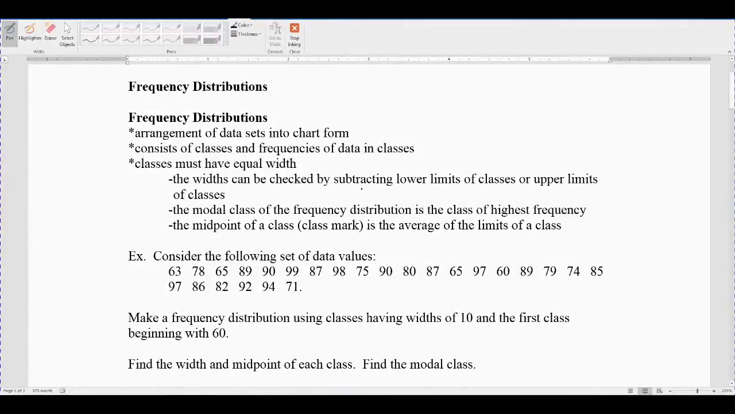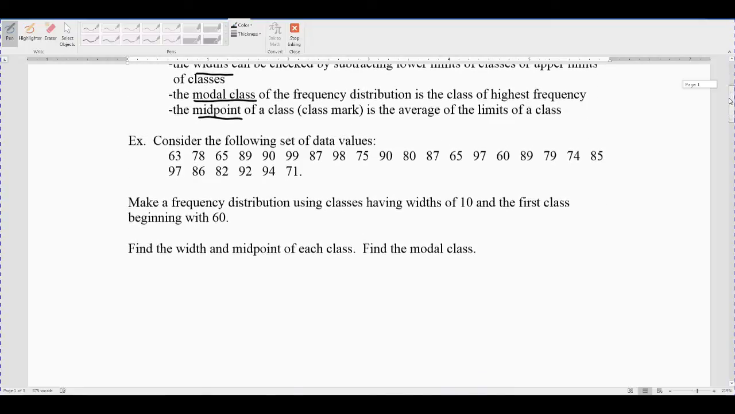Frequency distributions. This is just a way to arrange data values into a chart that can be easily understood. What we're going to focus on are the classes and the frequencies. Sometimes the classes will be given, sometimes only one of them will be given, or only stipulations will be given. It just depends. We're going to look at the widths, the modal class, and the midpoint. These may not make any sense as you read the definitions, so we're going to do an example to help us out.